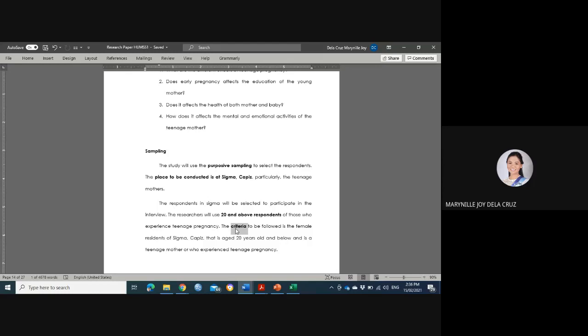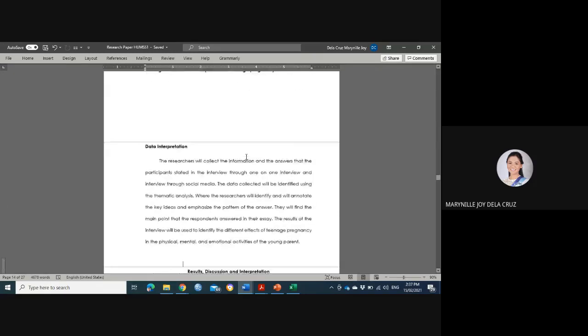For example, your criteria is age below 20 years old, experience teenage pregnancy. So that is the criteria. How about you? What is your criteria in the case of those Facebook related to popularity? So you have a criteria, right? Meaning, it has many, for example, likes or hearts in Facebook. So those are criteria. So that's sampling.